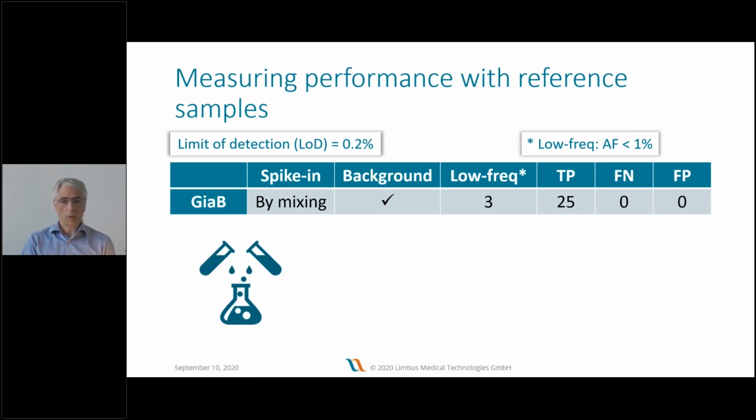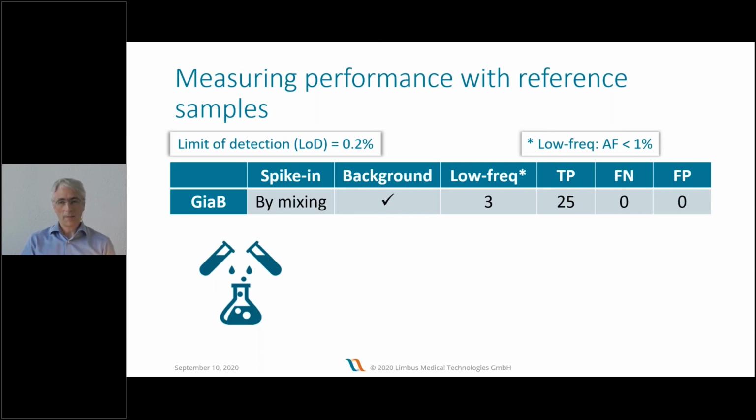Those, of course, contain germline variants, and you simulate tumor variants by mixing those DNA samples. The important benefit when using Genome in a Bottle is that the background is very well defined. That means you can very clearly determine the number of false positive variant calls in your samples.